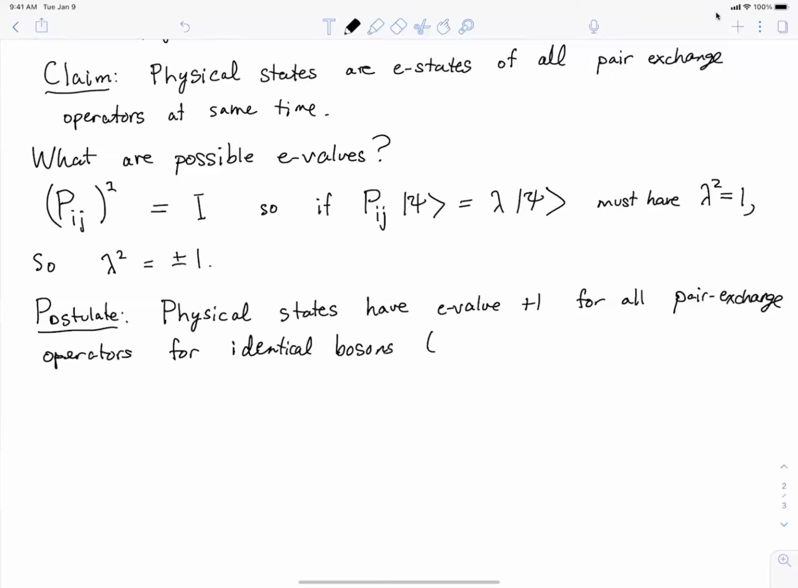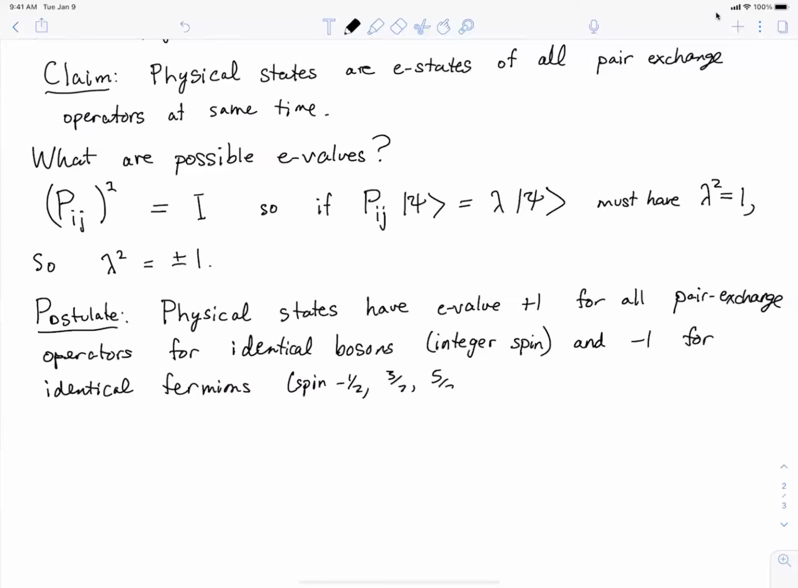Okay, and bosons are defined to be ones with integer spin. And they have eigenvalue minus 1 for all identical fermions. So that's spin 1/2, 3/2, 5/2, etc. Professor, wasn't that supposed to be lambda equals positive or negative 1? Oh, yeah, very good. Oops. Thank you.